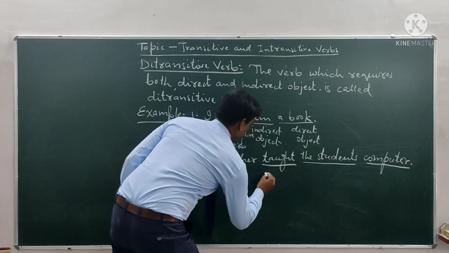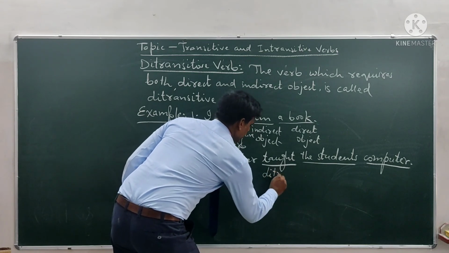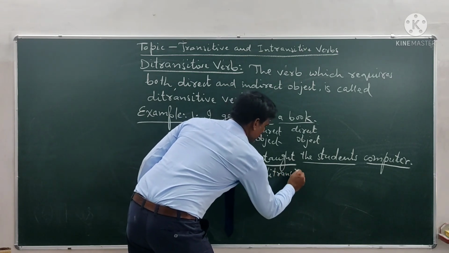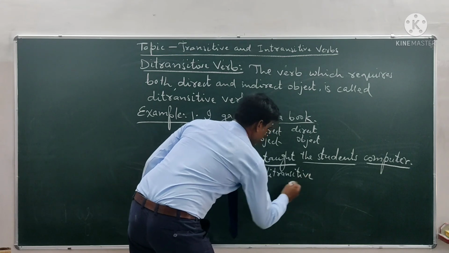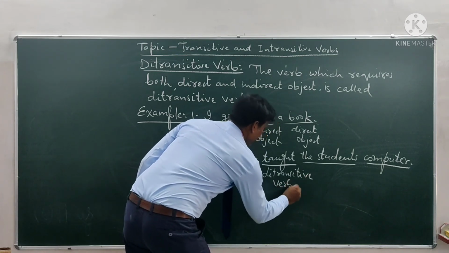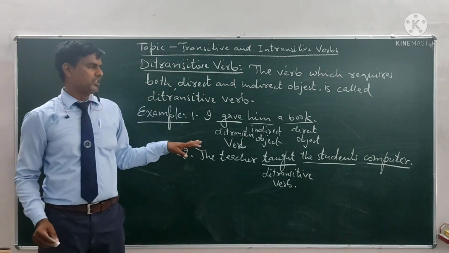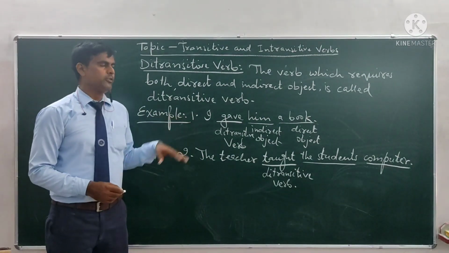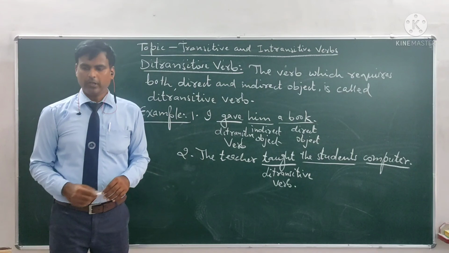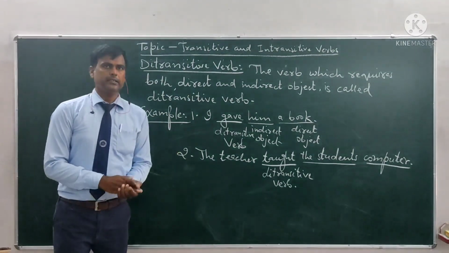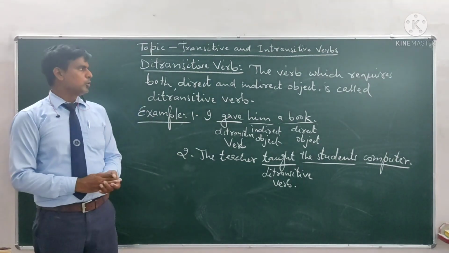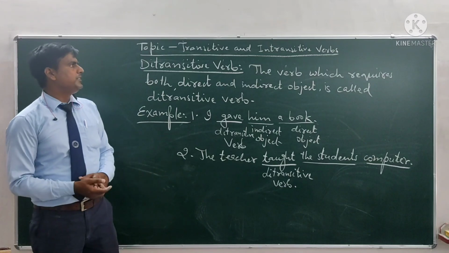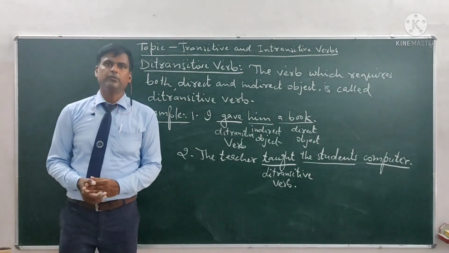That's why this verb is ditransitive verb. So any verb which requires an object, that verb is called the transitive verb. Okay, understand it? So this is the last heading of this topic, transitive and intransitive verb.